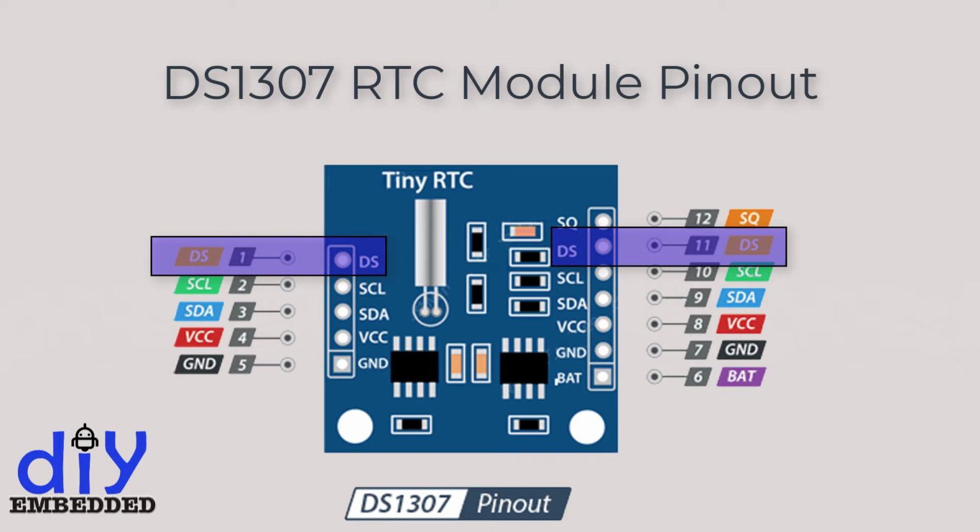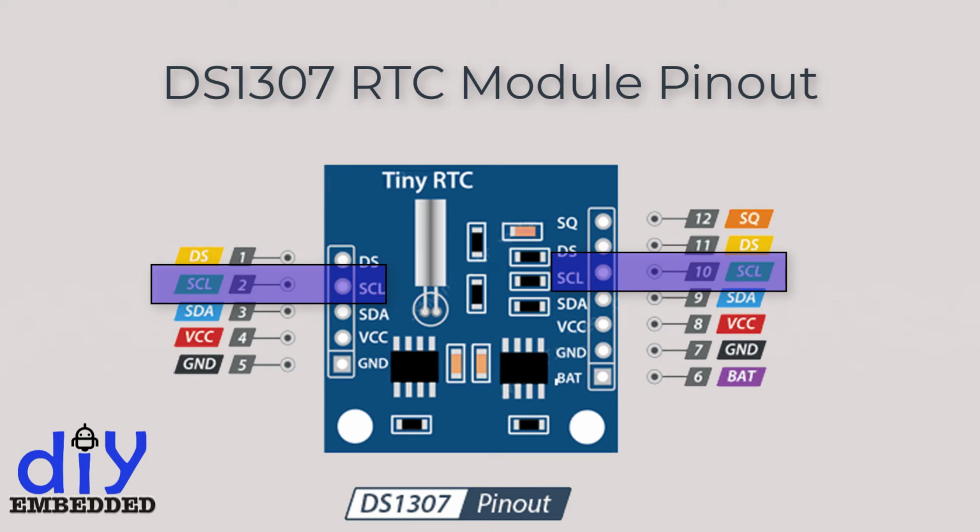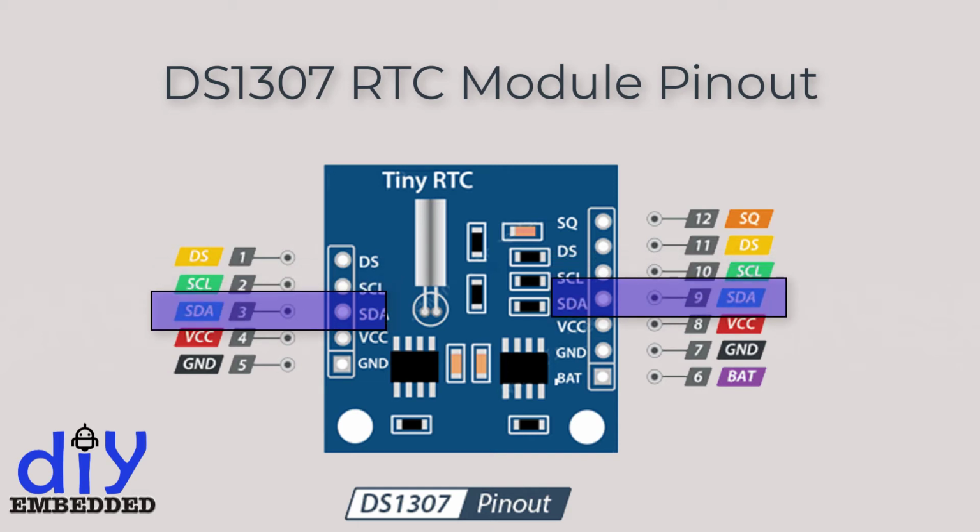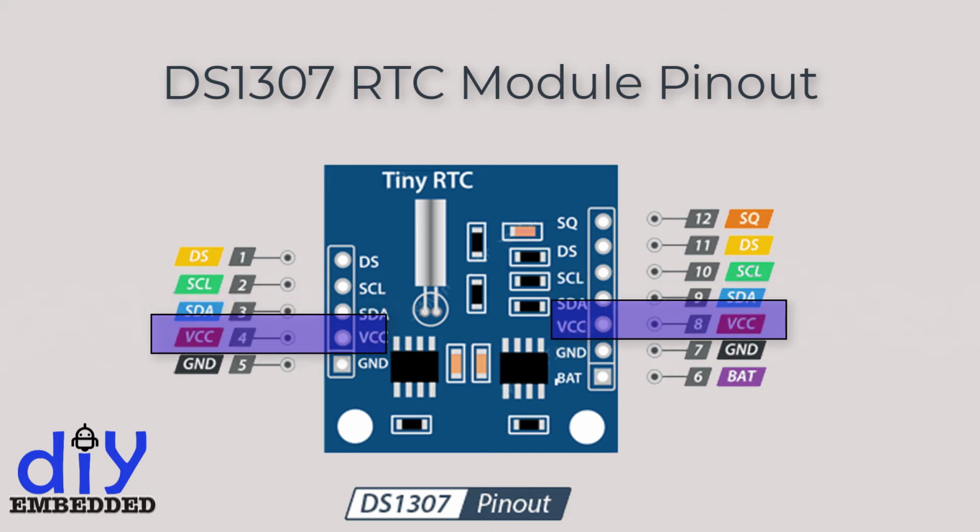SCL pin. It is the clock input for the I2C interface and is used to synchronize data movement on the serial interface. SDA pin is the data input-output for the I2C serial interface. VCC pin. It supplies power for the module. It can be anywhere between 3.3 V to 5.5 volts.